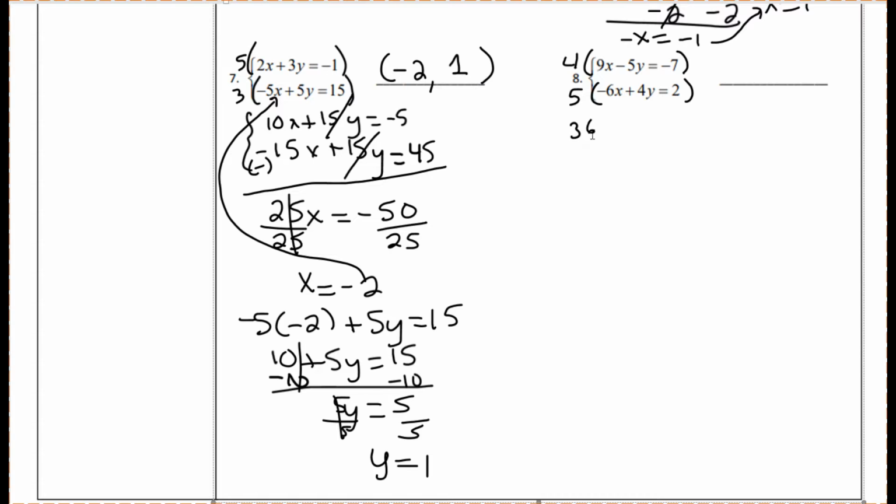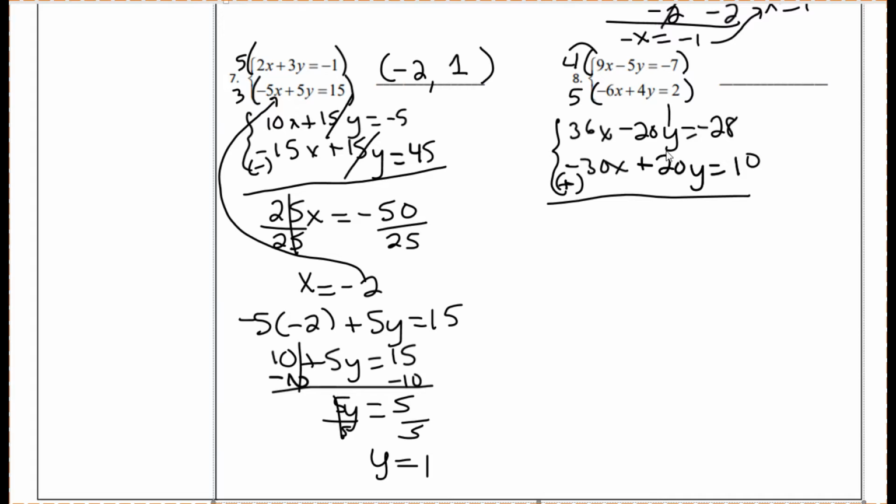So we have 36x minus 20y equals negative 28. And for the bottom, negative 30x plus 20y is equal to 10. Now if I add the y's together, they cancel, which is what I want to do here. Negative 20y plus 20y cancels. And 36 plus negative 30 is 6. So we got 6x equals negative 28 plus 10, which is negative 18. We can divide by 6 on both sides, and x is negative 3.